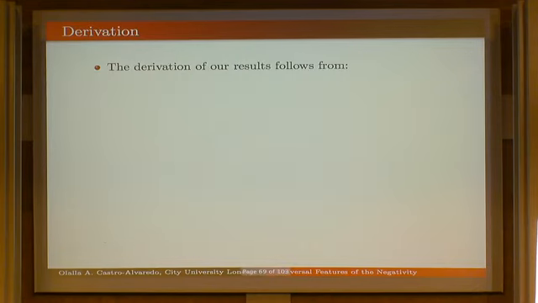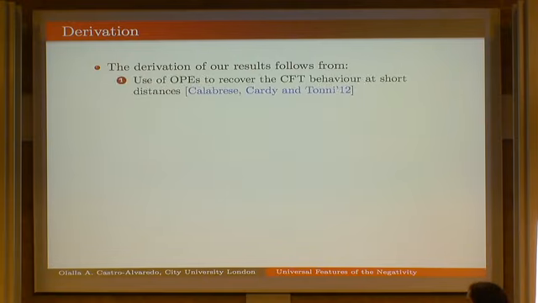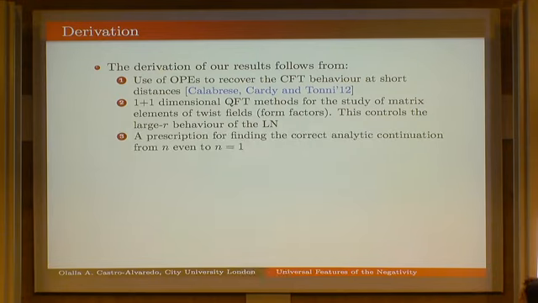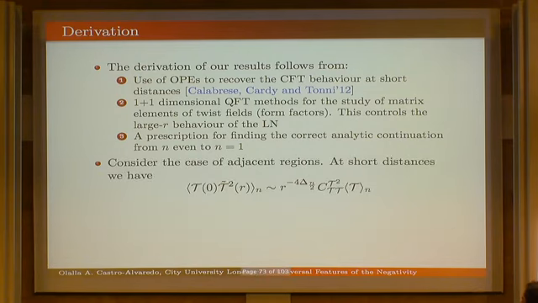So let me tell you something about the derivation. First of all, if you look at short distances, of course, it's all CFT, and this has been done by these people I already mentioned. If you want to see corrections, what you have to do is study these 2-point functions that arise, and you can do that using these twist fields and using their form factors. What is most tricky is that you have to find a prescription for finding the correct analytic continuation from n even to n going to 1, and this is always the sticking point, the slightly tricky point.